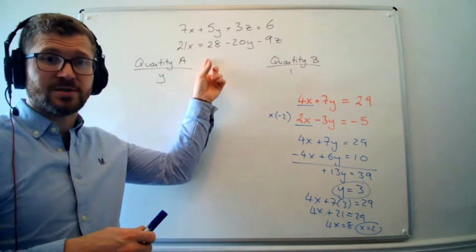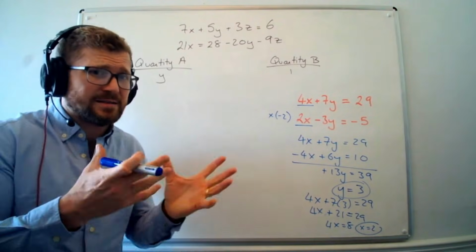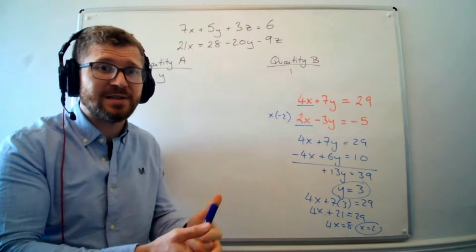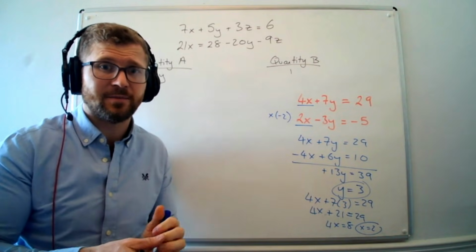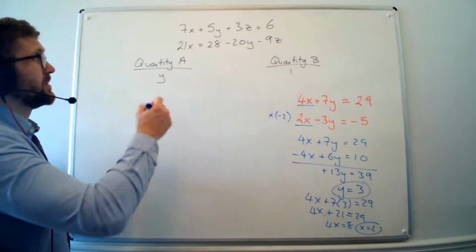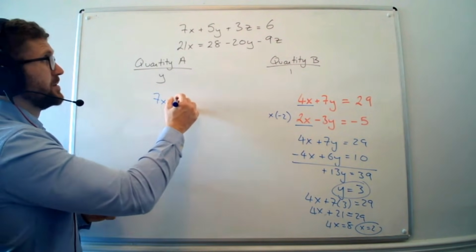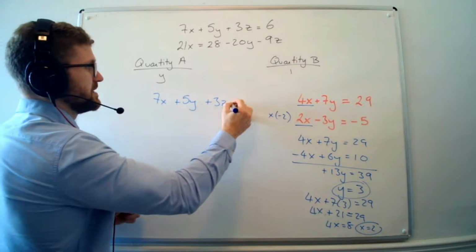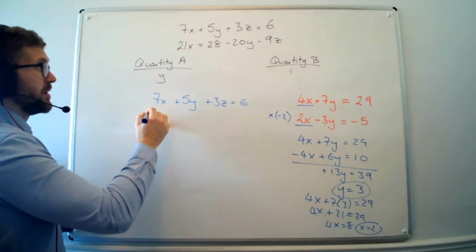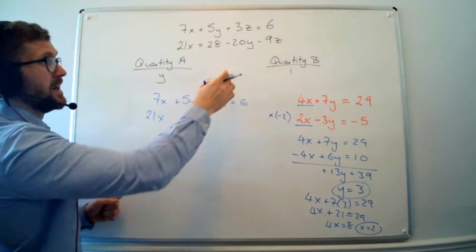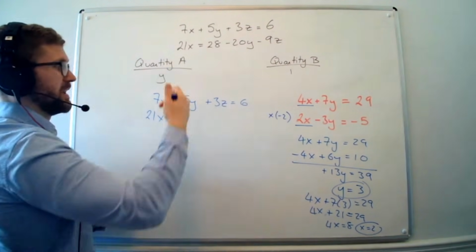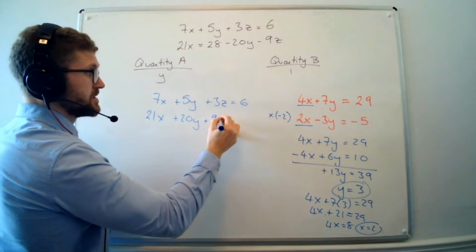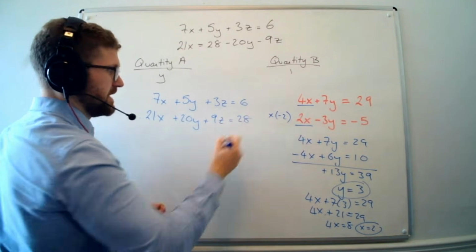I've got two equations. I've got three unknowns. Now, typically, that means you're not going to be able to solve the set of equations. But if I just leap to that conclusion, I might miss something. So let me rewrite these equations and at least line up the variables. So top one, 7x plus 5y plus 3z is going to equal 6. And then the bottom line, I've got 21x, and I'm going to take the y and the z over to the left-hand side. So I'd have plus 20y plus 9z is equal to 28.